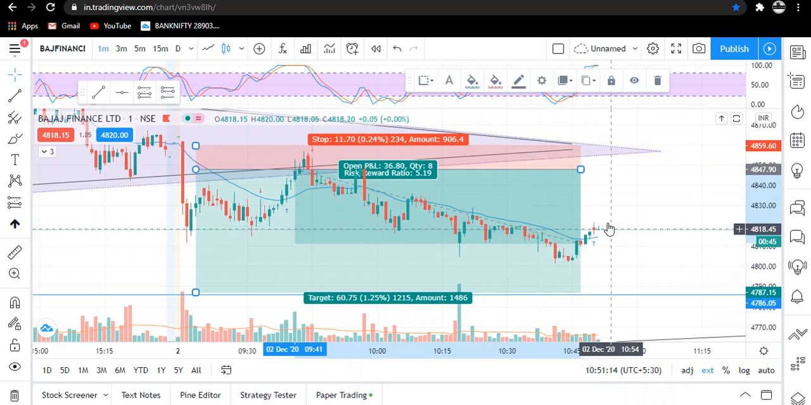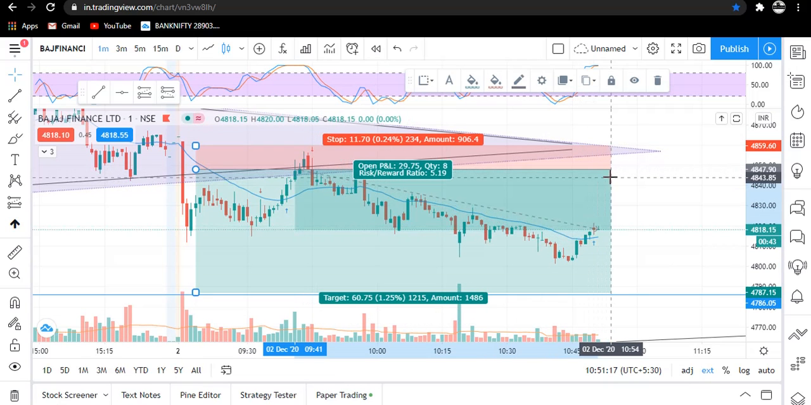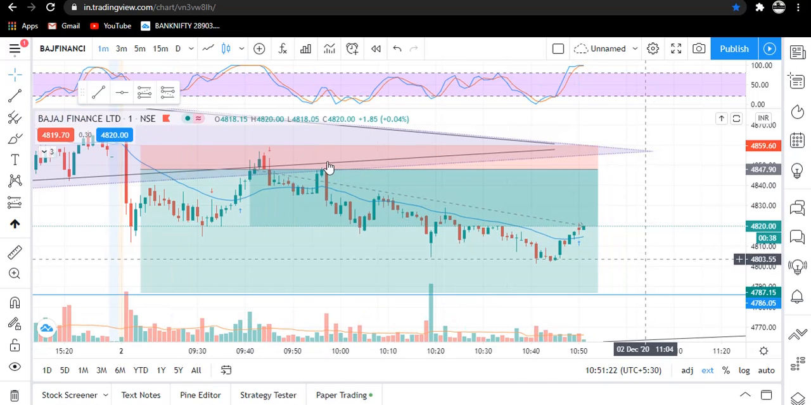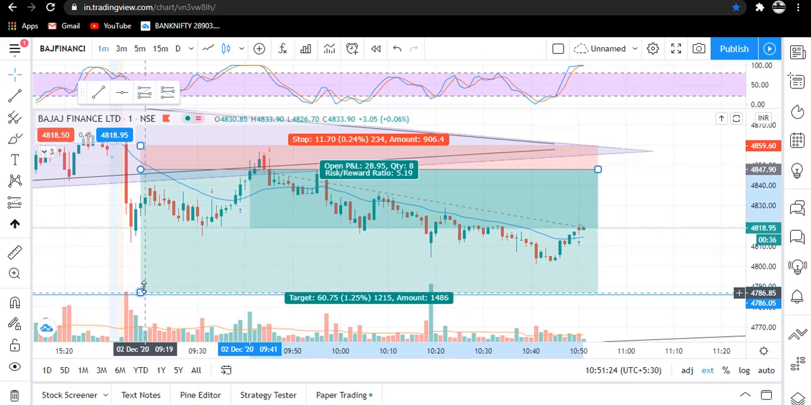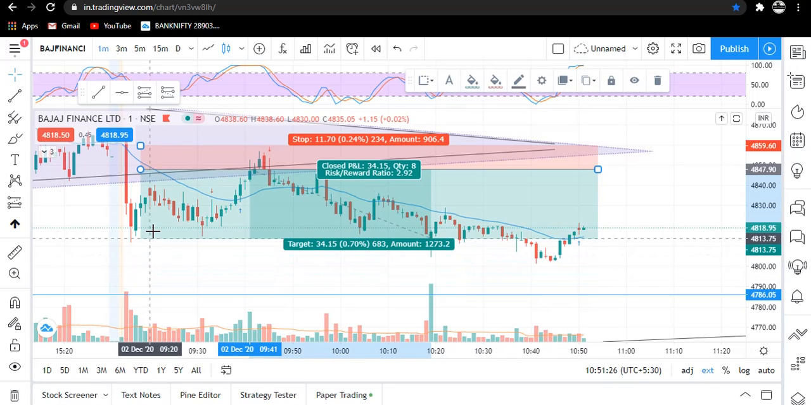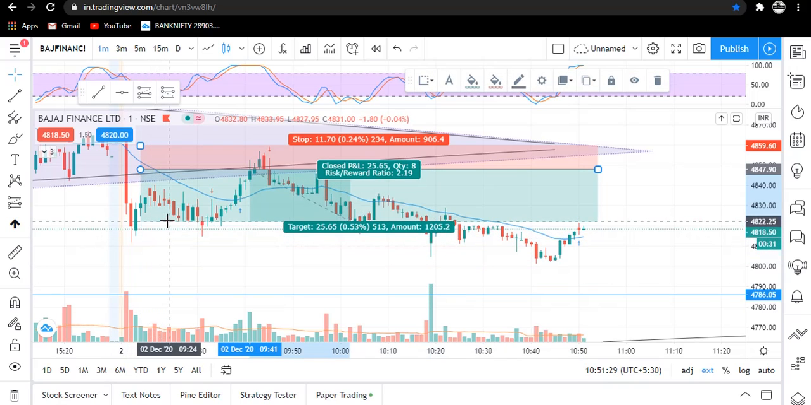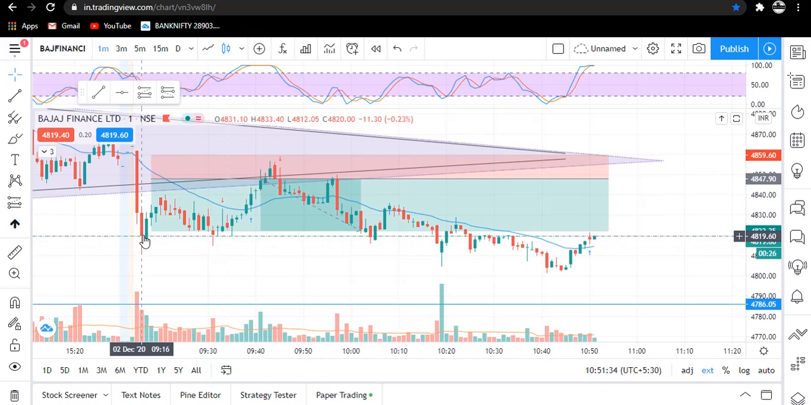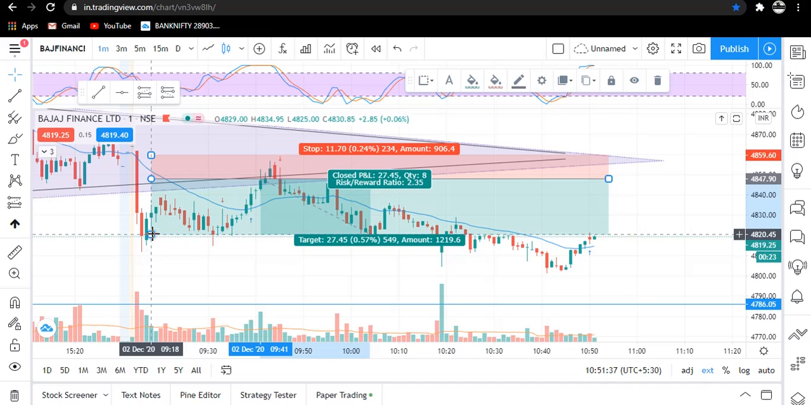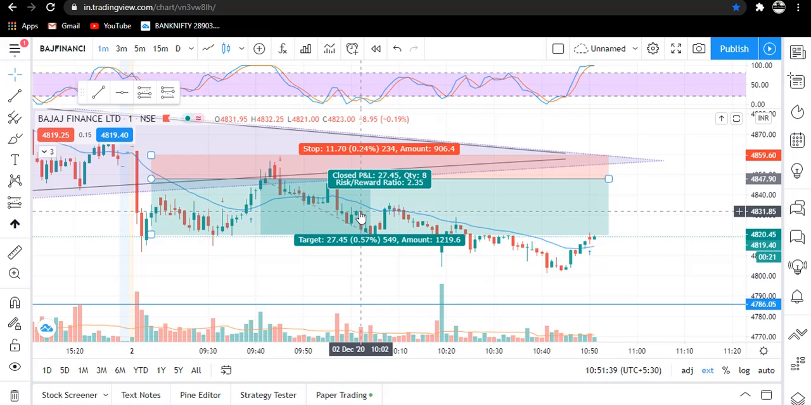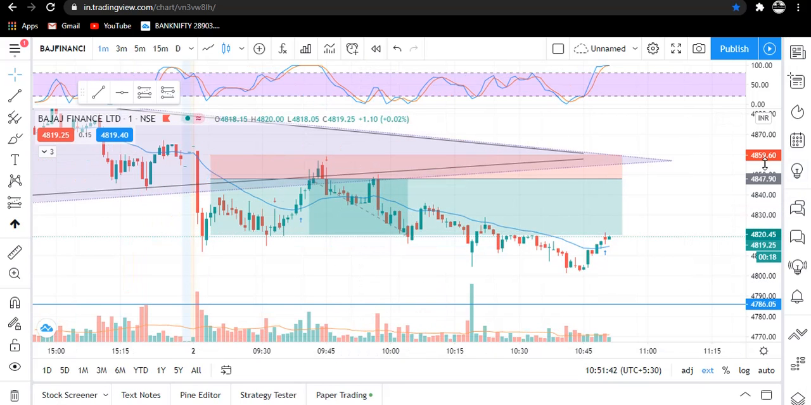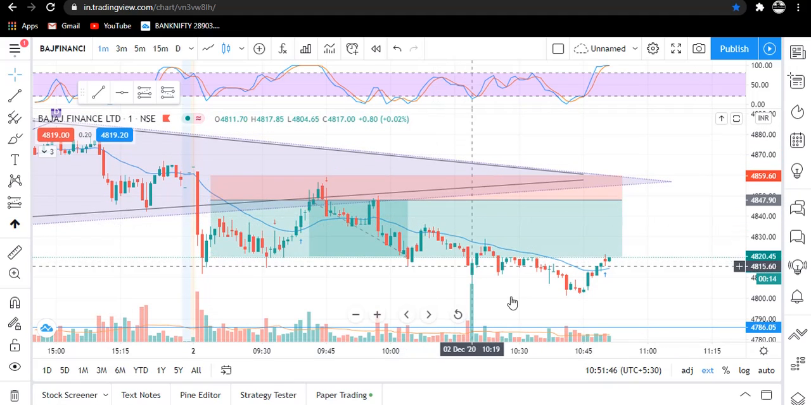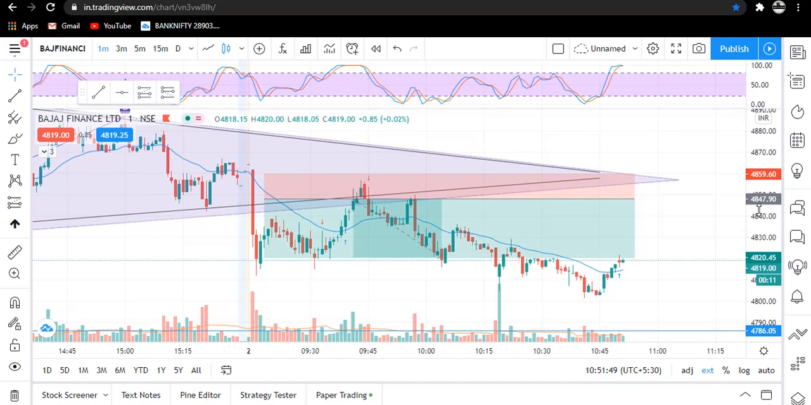So traders, you can see our stop loss has been triggered here, but okay, it's totally fine. Now let's drag this tool to our stop loss, which was here, not here. Yes, okay. So traders, our stop loss has been triggered and we have got a risk reward of 2.35, which is also a very good trade.